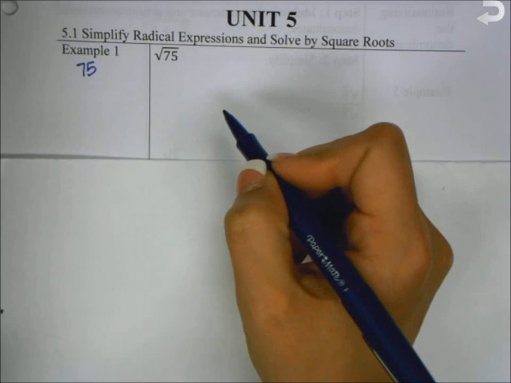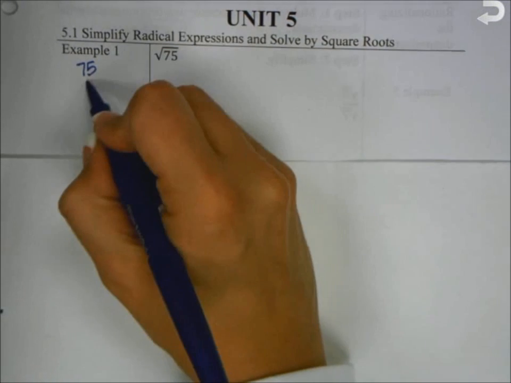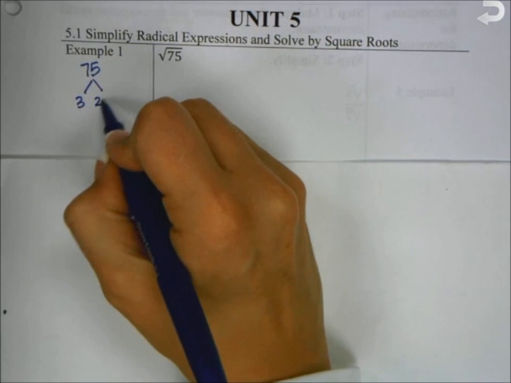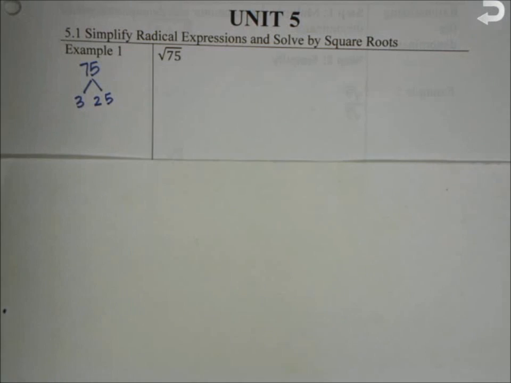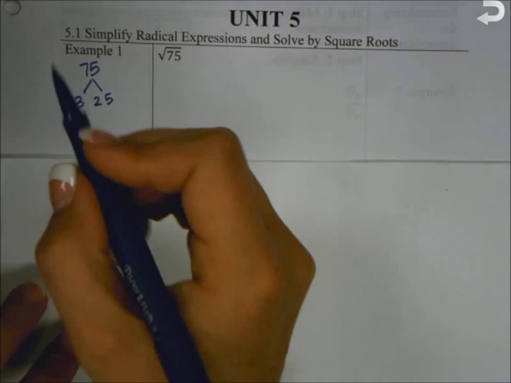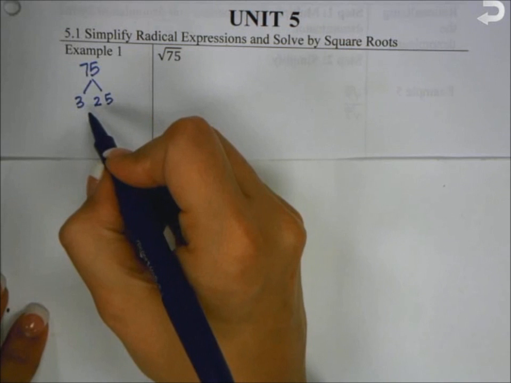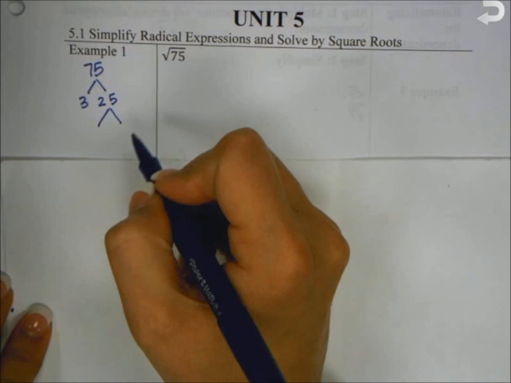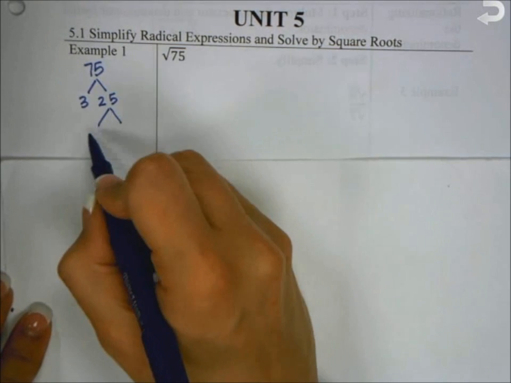75. What are two factors of 75? 3 and 25. And we keep factoring until we get to all prime numbers. So 3 is a prime number, correct? But 25 is not. What are the factors of 25? 5 and 5.